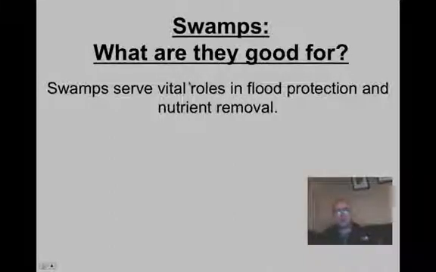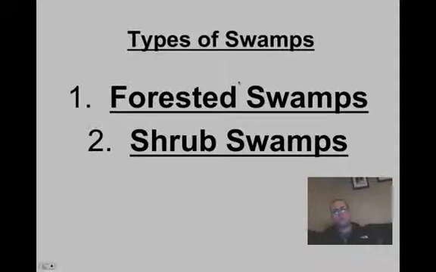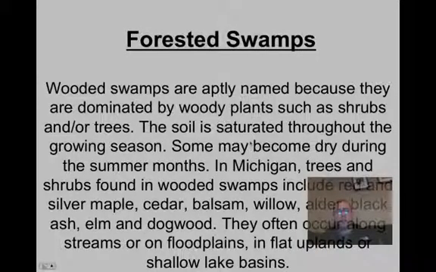Okay, same idea for what they're good for. So two types, forested and shrub, and they are exactly what they say they are. Okay, forested swamps have dominant woody plants, mostly saturated. They can become dry during the summer months, but very often will stay saturated. And I kind of give a list here of all types of trees that could be there.